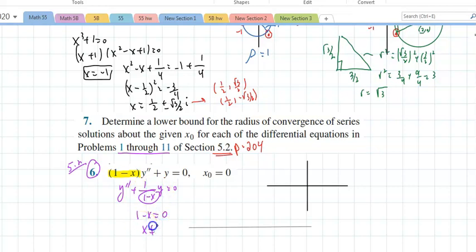So x cannot be 1. If I go to 1 and I mark 1 as a singularity, then I'm looking at the problem. They're saying, what if you started at 0? Well, if you start at 0, do you see that the farthest you could go from 0, you can't go beyond 1? So that means rho equals 1.